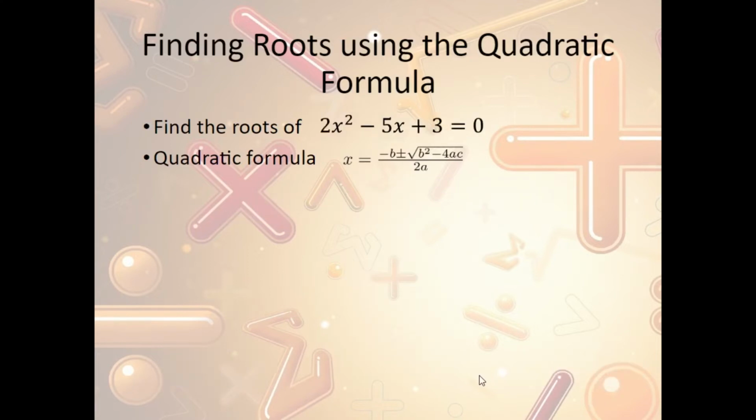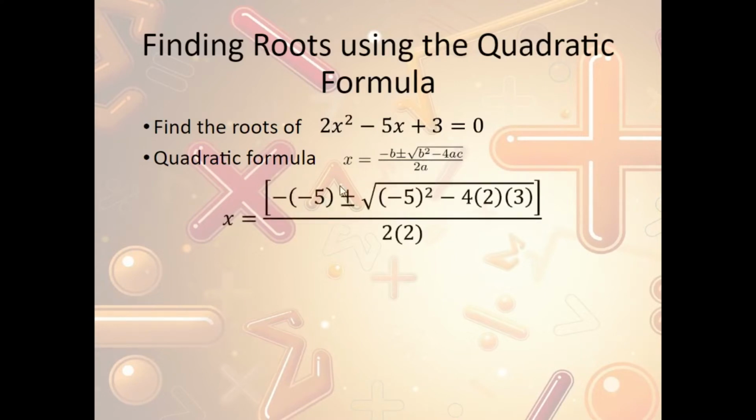So look at another example. We have 2x squared minus 5x plus 3 is equal to 0. So we're going to plug it into the formula. So we plug negative 5 in for b. We plug, again, negative 5 in for b here. We plug 2 in for a, and we plug 3 in for c, and then we plug 2 in for a down at the bottom.